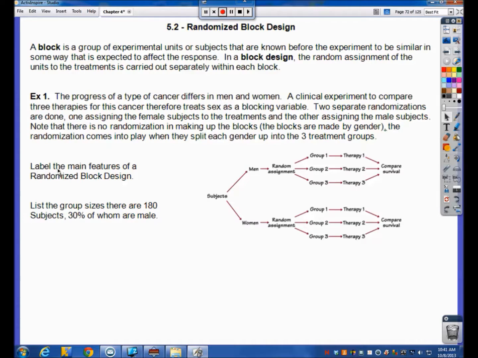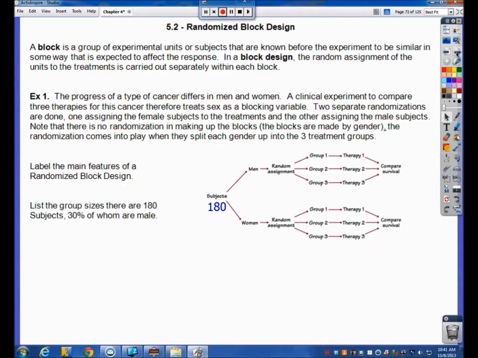So this says, label the main features of the randomized block design. Well, I've already got the picture set up here, and we're just going to label where the randomization comes into play, then the groups, the treatments, etc. It says list the group sizes. There are 180 subjects total, 30% of whom are male.